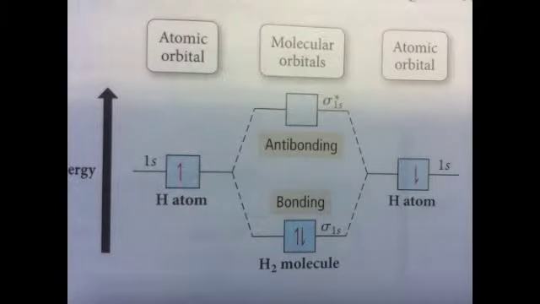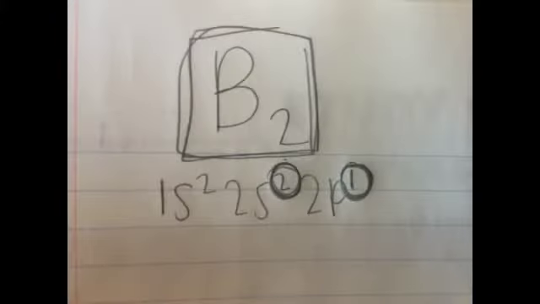This is just a picture to remind you that bonding is on the bottom and anti-bonding is on the top in the little structure, and anti-bonding is also represented with an asterisk, and the 2 atomic orbitals on the side, the individual hydrogen atoms, come together to make the molecular orbitals. Here's B2, and the first step in drawing these out is writing the electron configuration. So for this, it's 1s2, 2s2, and 2p1.